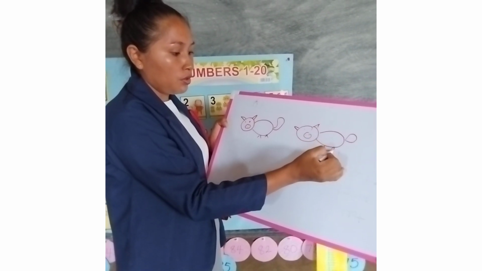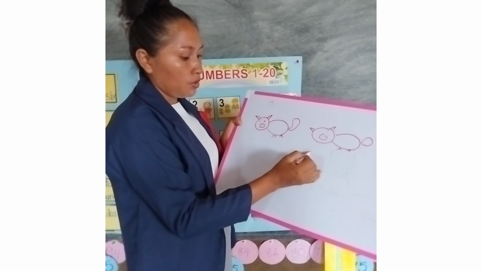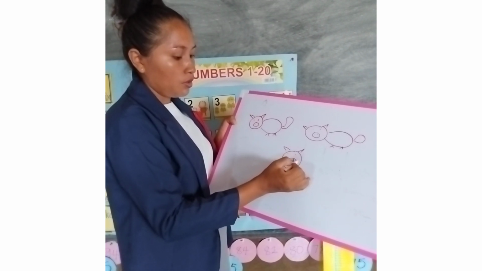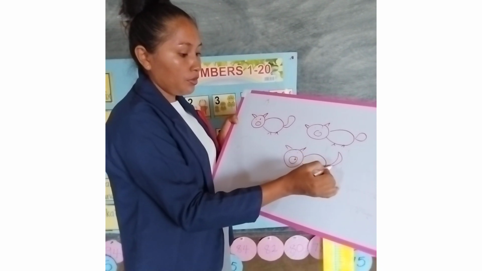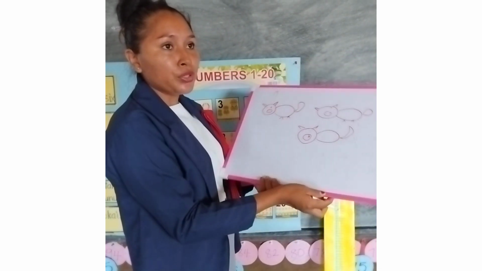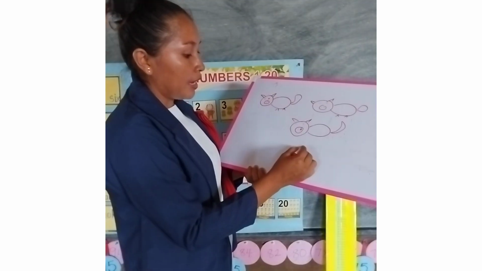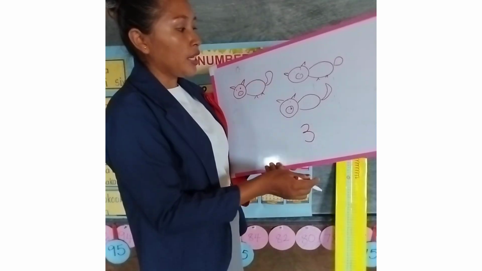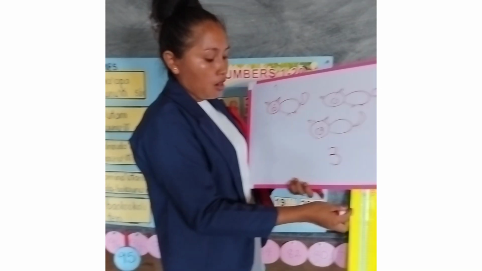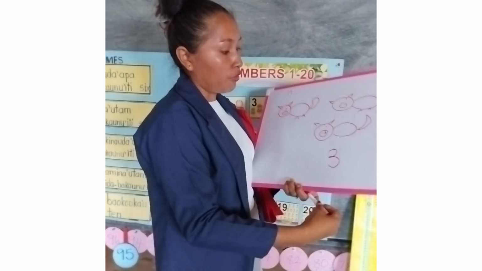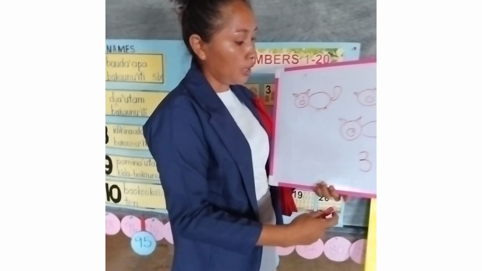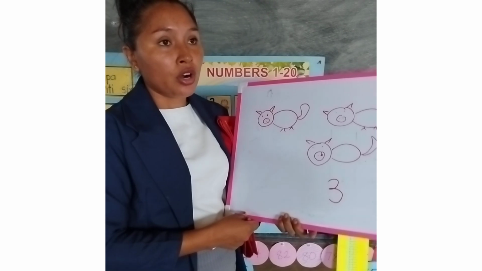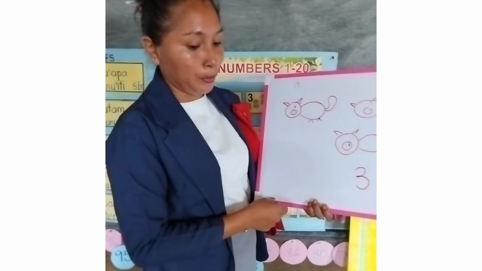1, 2, 3. Can you write the numeral 3 under the pigs? Yes, Miss. And there is numeral 3. So we can use familiar pictures or things found in the environment to help the learner identify the number or the quantity.